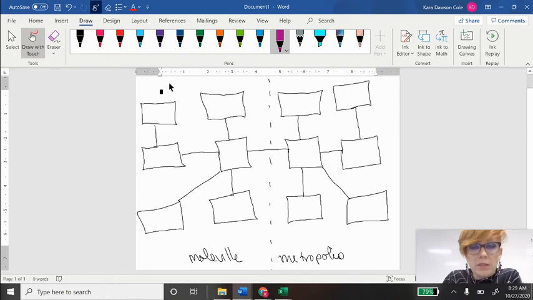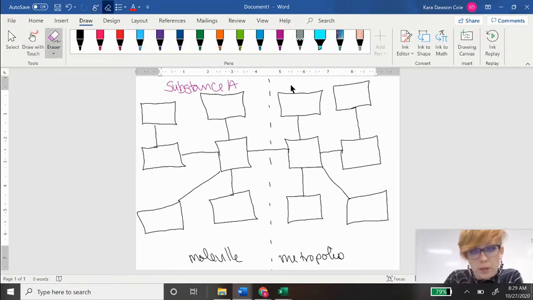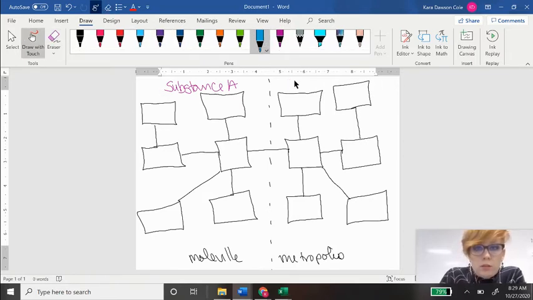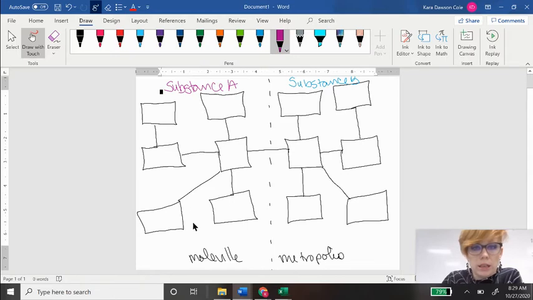So on one side of the paper, you're going to label it as substance A. And then on the other side of the paper is substance B. So all of substance A and these houses on this side are the same as these houses on this side, except these are all in substance A and these are all in substance B.